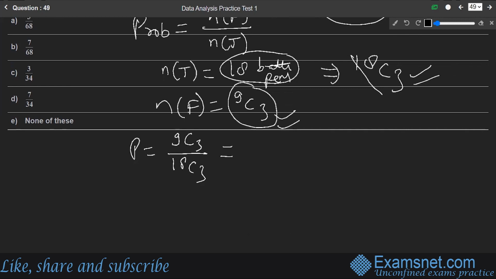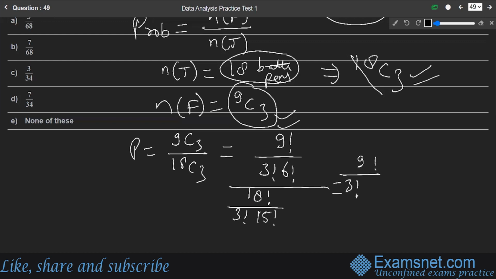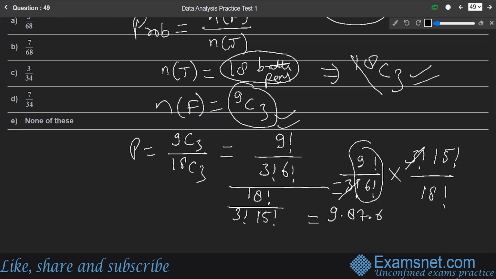Now we need to expand this first. 9C3 is going to be 9 factorial over 3 factorial times 9 minus 3, 6 factorial, divided by 18C3, which is 18 factorial over 3 factorial times 18 minus 3, 15 factorial. We can write this the other way around also: 9 factorial over 3 factorial into 6 factorial, multiplied by 3 factorial into 15 factorial divided by 18 factorial. This is how we can cut a few things. 3 factorial and 3 factorial are gone. Now we are supposed to calculate 9 factorial over 6 factorial. We can write this as 9 into 8 into 7 into 6 factorial divided by 6 factorial, which gets cancelled out, into 15 factorial over 18 factorial.